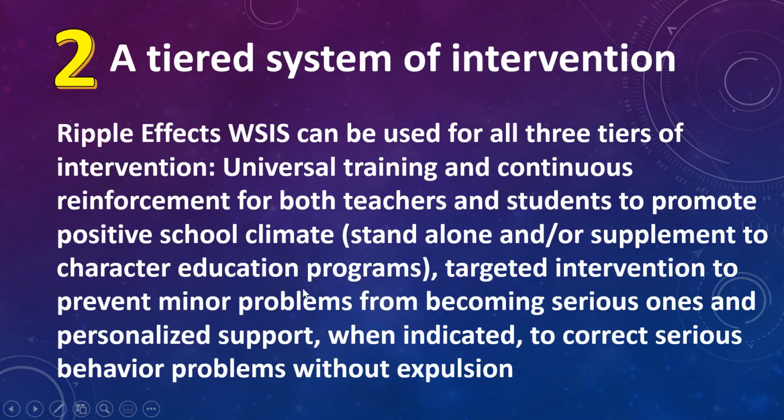The second is a tiered system of interventions, and we know we have the RTI interventions for academics and behavior. Ripple Effects can be used for all 3 tiers of intervention: the universal training, the reinforcement for both teachers and students to promote positive school climate, standalone or as a supplement to character education programs that you may already have in your schools; targeted interventions to prevent minor problems from becoming serious problems, and personalized support; and then to correct more serious behavior problems without suspension, expulsion, or detention for students.